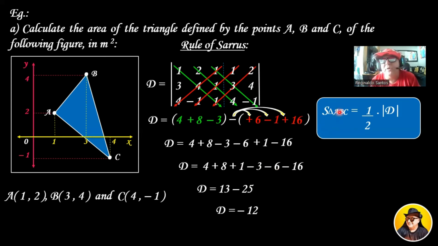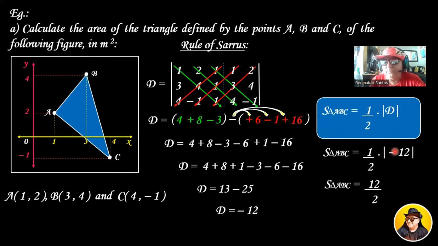Now, to find the surface area, we have to do 1 times the modulus of the determinant divided by 2. Let's do it. Remember, the determinant is -12. So let's plug this value into that formula. So the surface area of A, B, and C is 1/2 times the modulus of negative 12. So it is 12 divided by 2. So the surface area is going to be 6 meters squared. Okay, so example A is done. Let's go to example B.